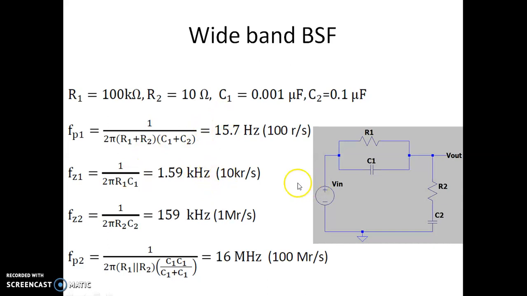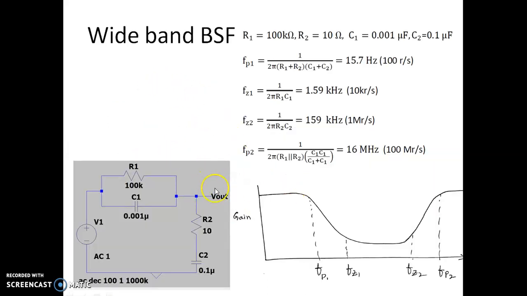We'll actually do the simulation with these values of R and C in LTspice and try to see that the pole positions are appropriately placed at suitable points: 16 hertz, this is 1.59 kilohertz, this is 159 kilohertz, and this is almost 16 megahertz. We'll just see that in the LTspice simulation.